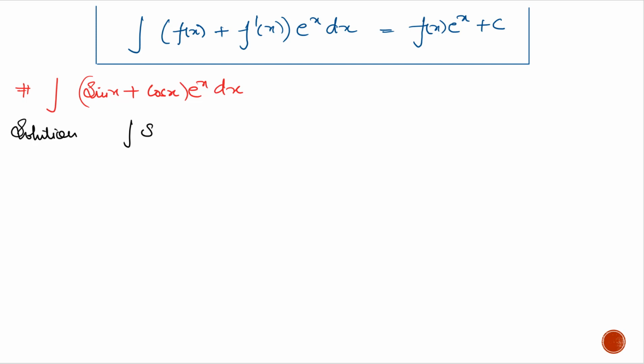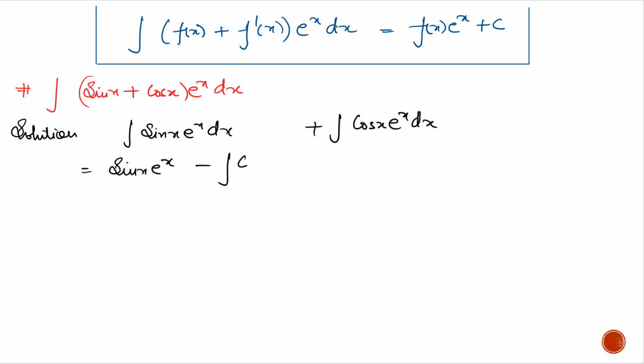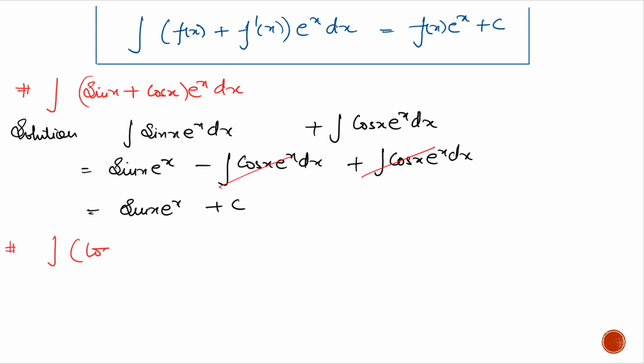So we'll first divide this question into two parts: integration of sin x into e raised to power x dx plus integration of cos x into e raised to power x dx. Derivative of sin is cos, so we'll solve the first part. First function as it is, integration of second, minus derivative of first, which is cos x, integration of second is e^x, plus integration of cos x e^x with respect to x as it is. So cos x e^x cancelled by cos x e^x, and the answer is sin x into e raised to power x plus c.